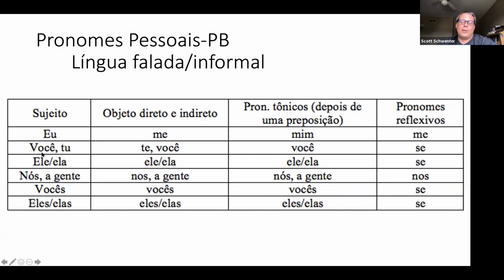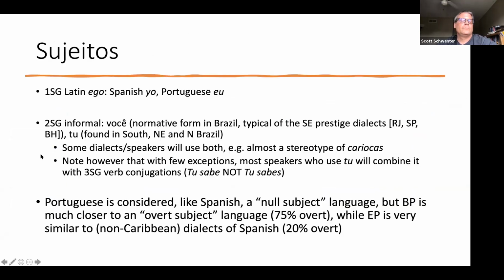But it's not a formal pronoun like usted. And then we'll talk about você and tu also in a minute. So let's talk about these subjects for a second. In Latin, the first person singular subject, and now we use it to mean something different, was ego, right? And now we talk about people having an ego. Well, they have a big first person singular, right? And in Spanish, that became yo. So that was one modification of ego. And in Portuguese, it became eu.